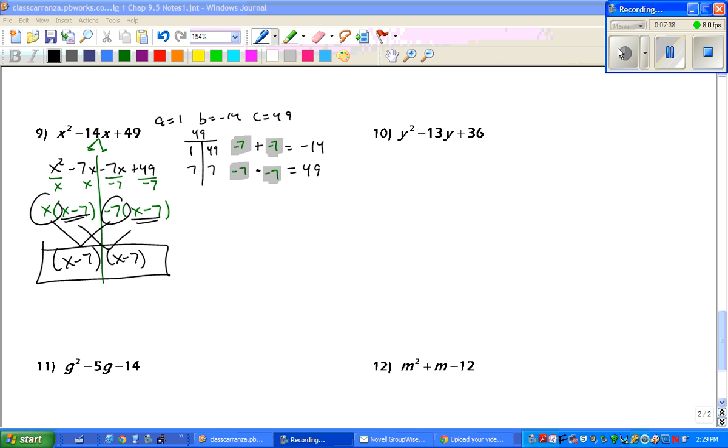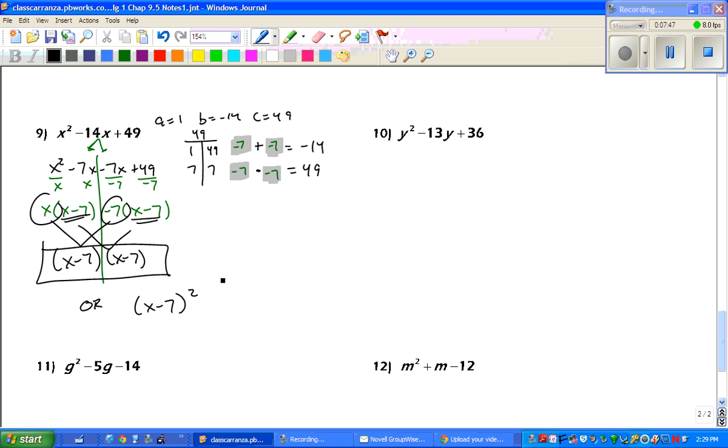Okay, when you finish that one off, you do get x minus 7 and x minus 7. The other way that you could write this would be x minus 7 squared. Now for number 10, since there are a lot of factors for this one, let's go through them all together. So a is 1, b is negative 13, c is 36.